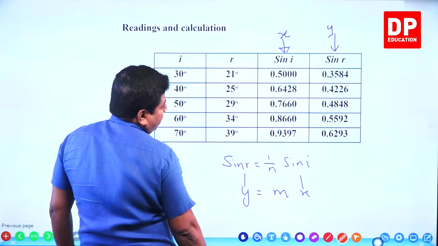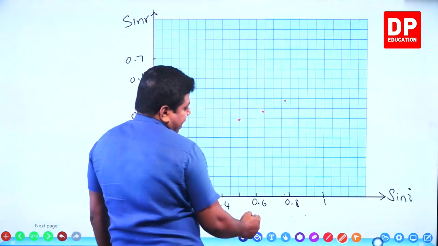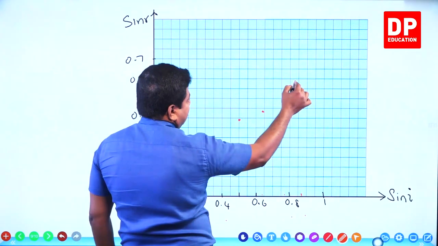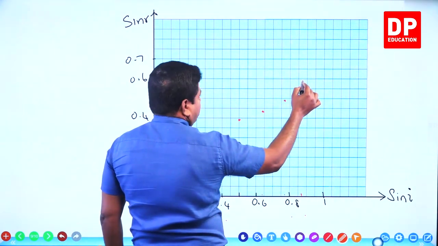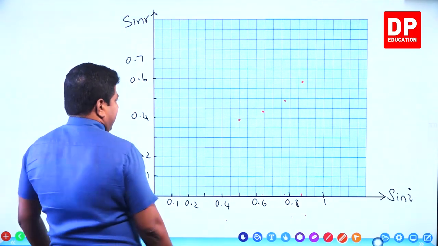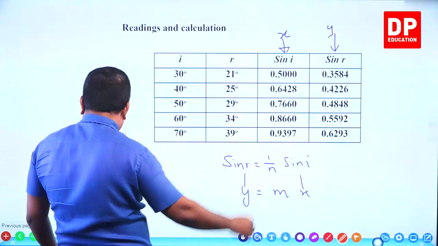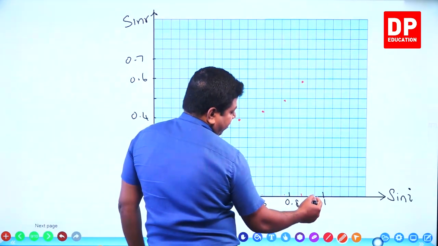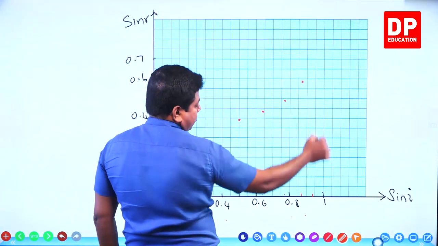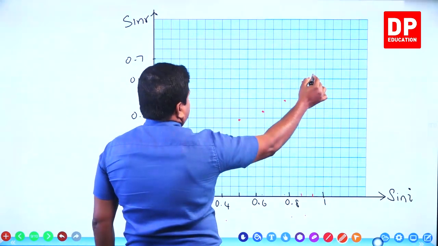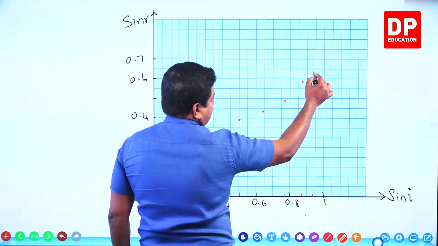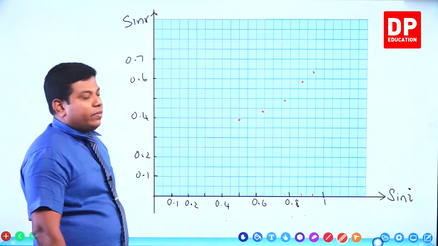0.87, 0.56. 0.87, 0.85, 0.87 here, 0.58, 0.58 is here. This is 0.6, close to that. Right, that is 0.58. The last point, 0.9463. 0.94 is here. 0.65 is here. 0.63. This is 0.65. Must be just below that. That will be 0.63. This is how I am getting the points.